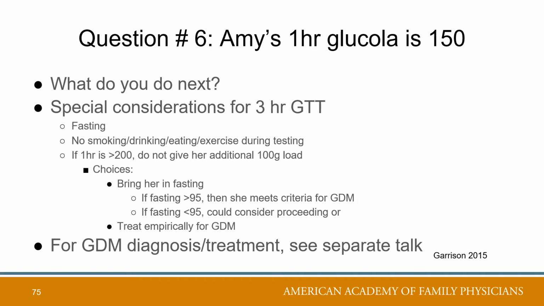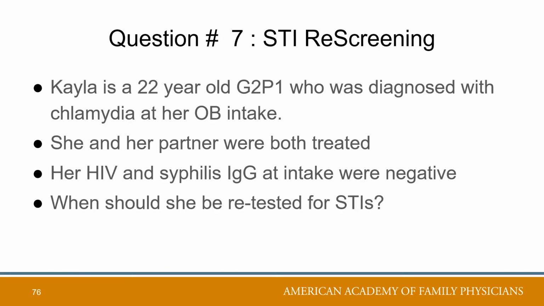If it's greater than 95, then she has gestational diabetes, and you can use the clinical guidelines to determine your next steps. If it's less than 95, you could consider proceeding with a 3 hour glucola test, or you can treat empirically for gestational diabetes. And again, use those UMass guidelines. Those will be helpful in figuring out your next steps.